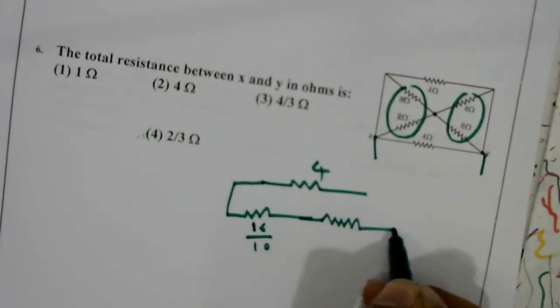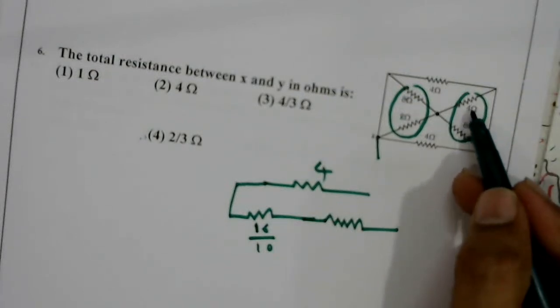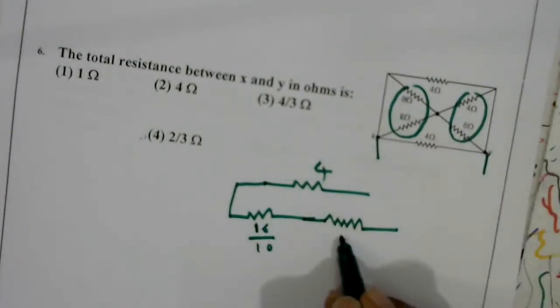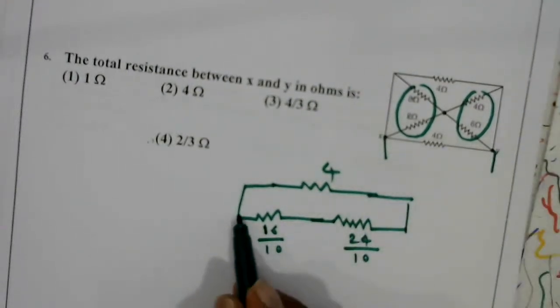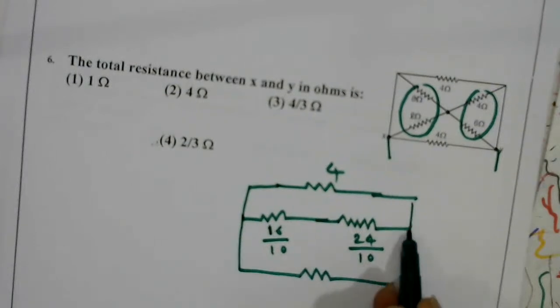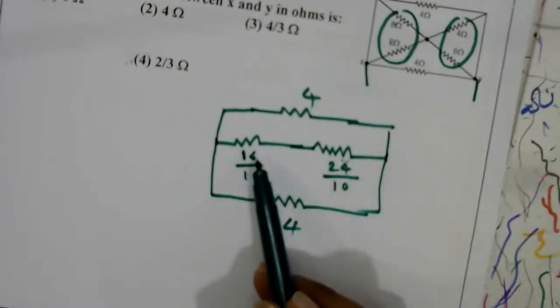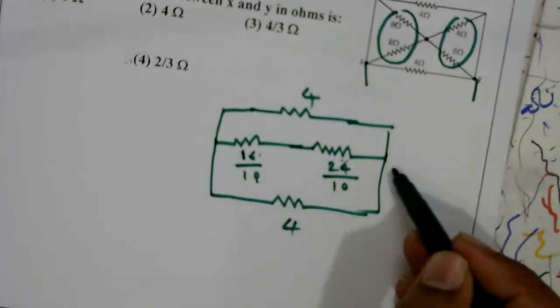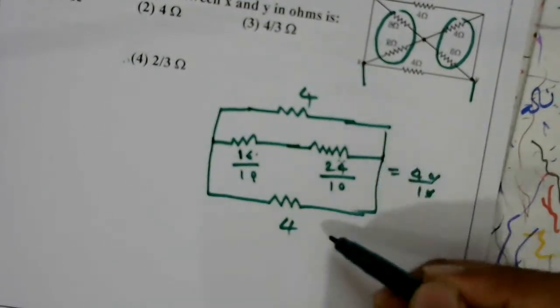And one more here. 4 and 6 are parallel, so 6 into 4 is 24, divided by 10. We got this one. And finally the last one I kept as it is, this one is 4. Now these two are in series: 16 by 10 plus 24 by 10. How much is it? 40 by 10. It is 4 we got.